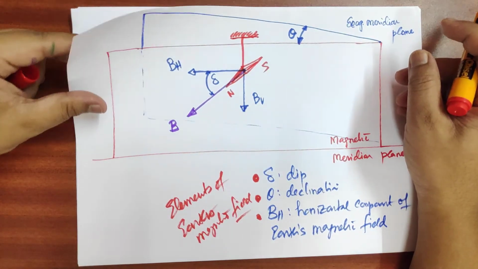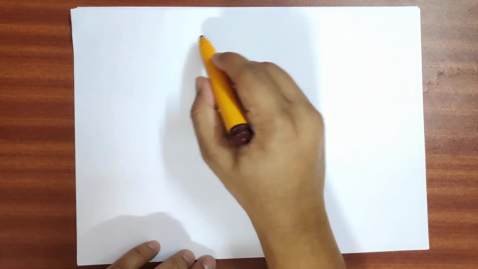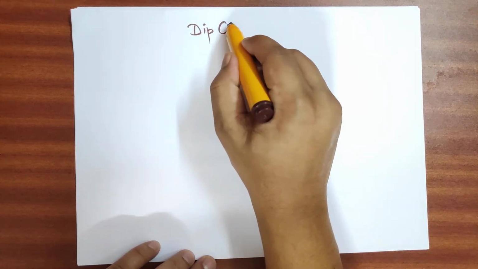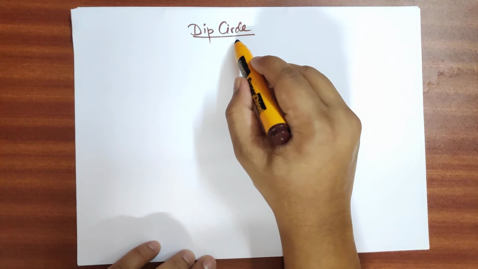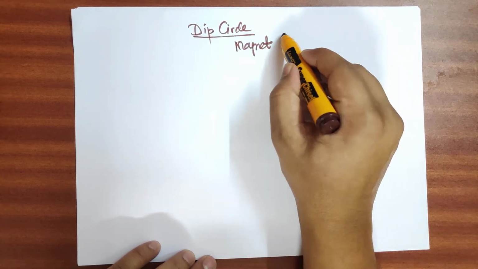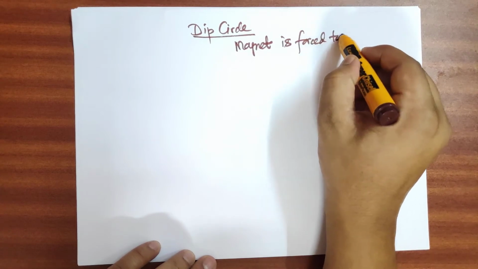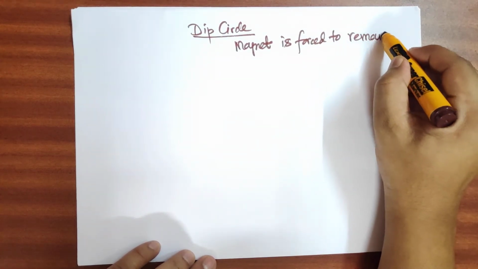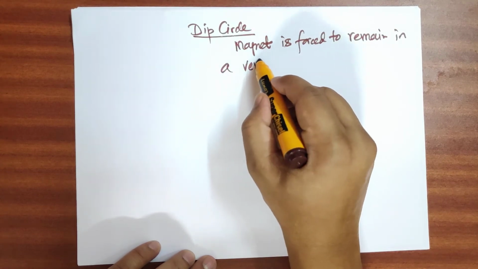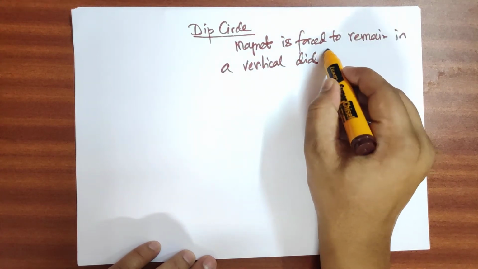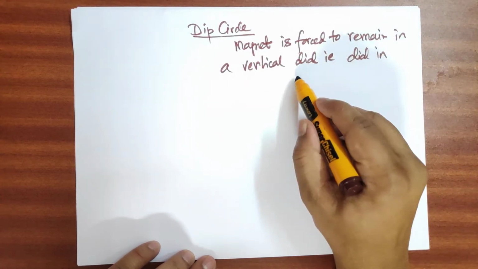Okay. Now there is a concept known as a dip circle. What is a dip circle? I will tell you. There, a magnet is fixed to remain in a vertical plane. Dip circle, it measures dip actually. Dip circle is where a magnet is forced to remain in a vertical dial. A vertical dial, that is a dial in a vertical plane.